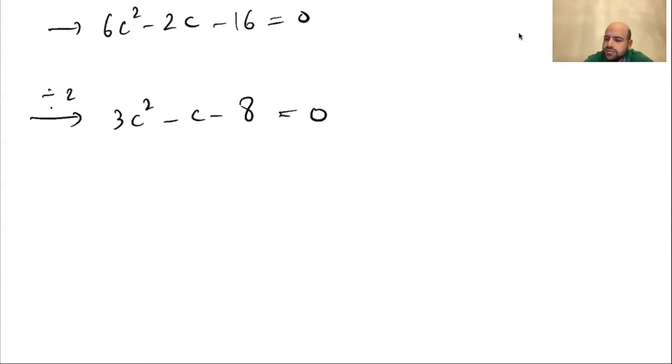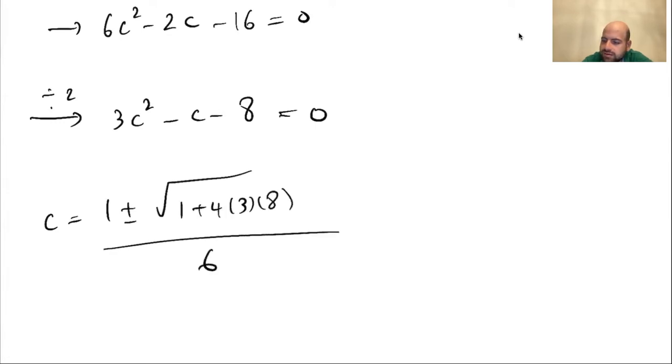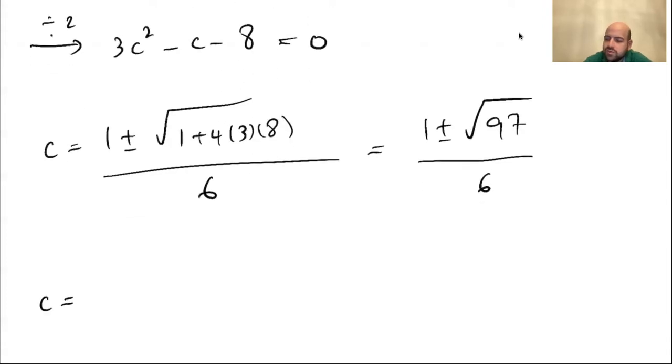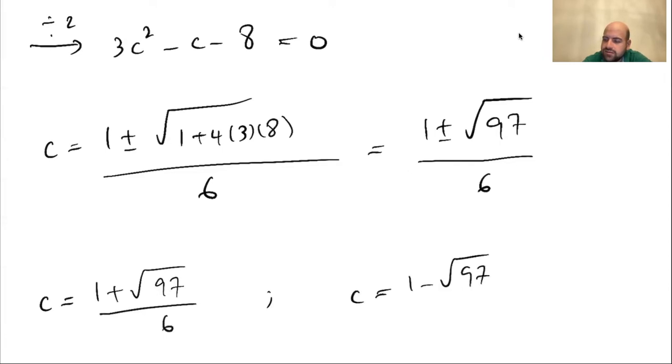So c is equal to -1 plus or minus root of 1 plus 4 times 3 times 8, divided by 6. And then this is 12 times 8, which is 96, plus 1 is 97, divided by 6. So we have two values for c. c equals -1 plus root 97 divided by 6, and c equals -1 minus root 97 divided by 6.